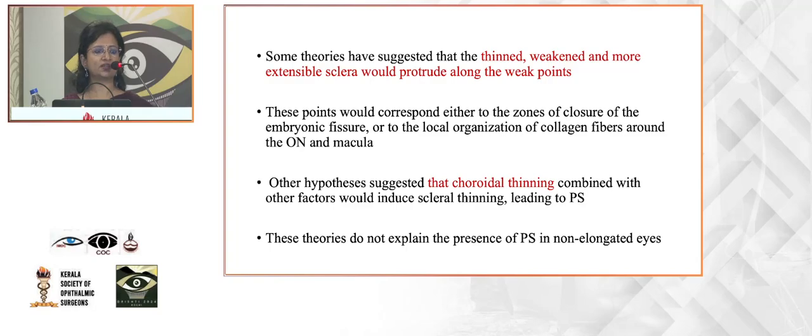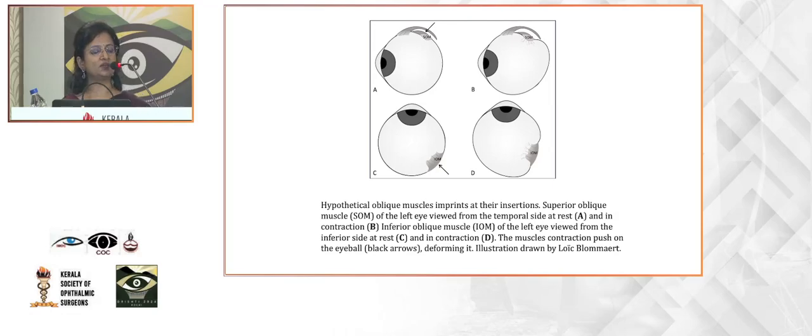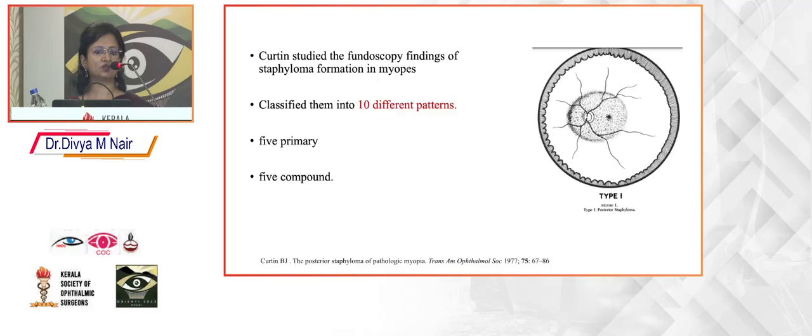Many theories have been postulated for this staphyloma. One is the thinning of the sclera and the scleral protrusion along zones of closure or the embryonic fissure. The second one is choroidal thinning, causing scleral thinning and leading to staphyloma. But these theories do not explain why staphyloma also happens in non-myopic eyes, so we have to look at external factors. Something new which has been proposed is that the superior oblique and the inferior oblique muscles, which insert at the posterior part of the sclera, during torsion can cause some amount of outpouching of the sclera.